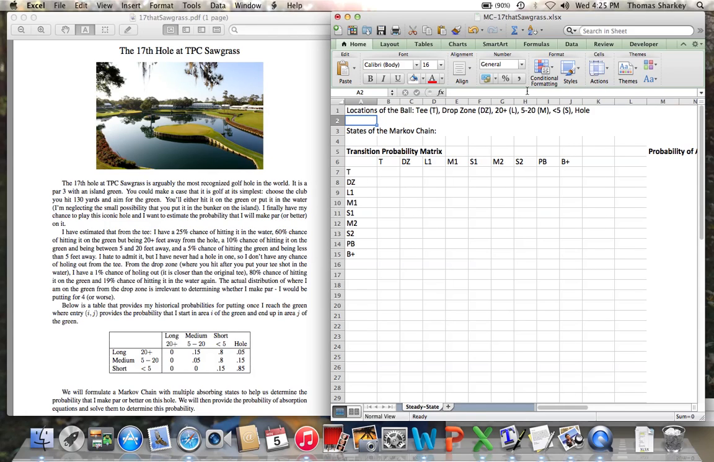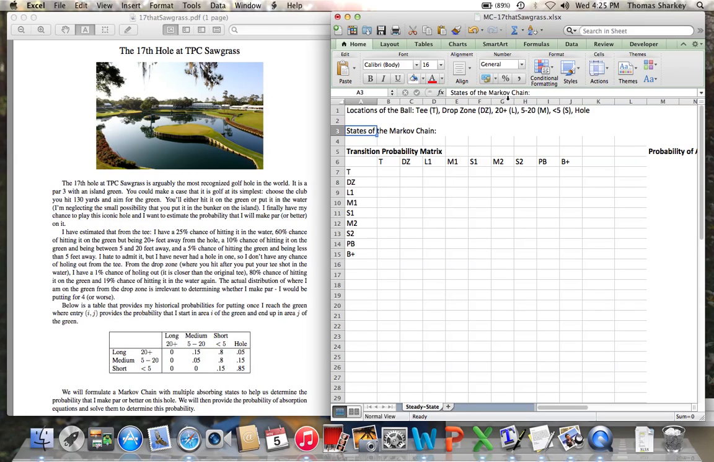So the fact that the ball being in a particular location does not give us the full picture associated with how we played the hole. That should indicate that we need to have a larger set of states than simply the locations of the ball. And that's what we're going to end up discussing: we're going to need a couple different versions of the medium and short green distance locations in order to properly capture the state of the Markov chain.